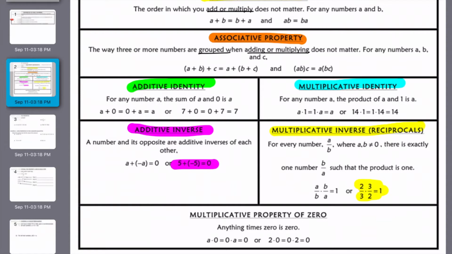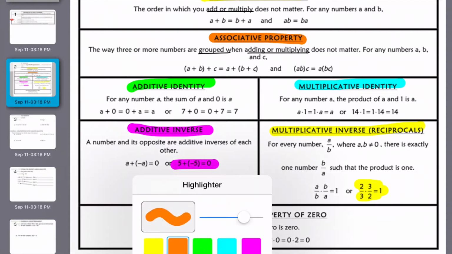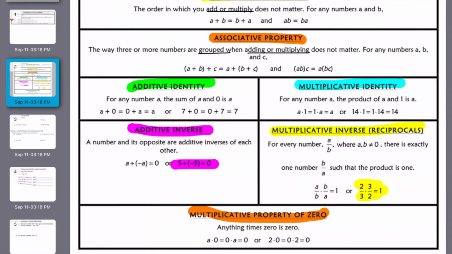The multiplicative property of 0: anything times 0 is in fact 0. Newsflash. A times 0 is 0, and 2 times 0 is 0. And those are all the properties that we're going to be using.